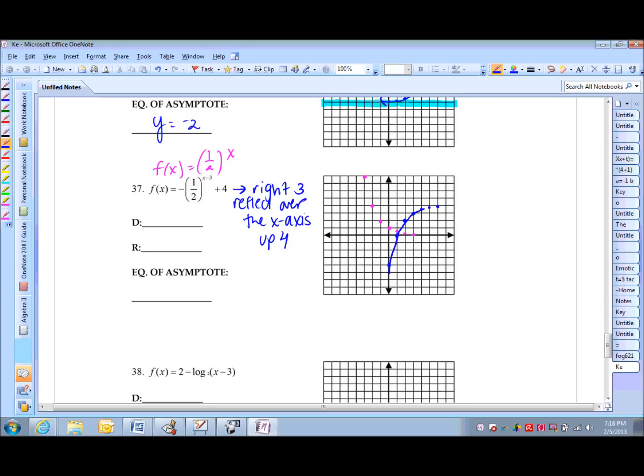And once you're done plotting, it should look something like that. And you realize that your x values, or your domain, is all real numbers from -infinity to infinity. Your range, all of your y values, must be less than 4. So y must be less than 4. And the asymptote, the line that your graph is approaching but will never touch, the equation of that line is y equals 4.